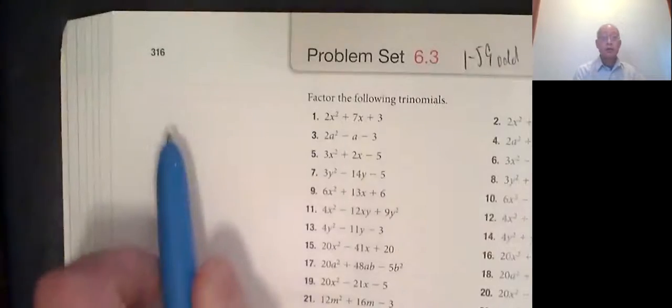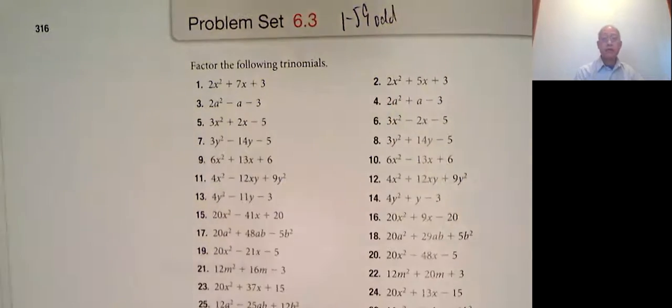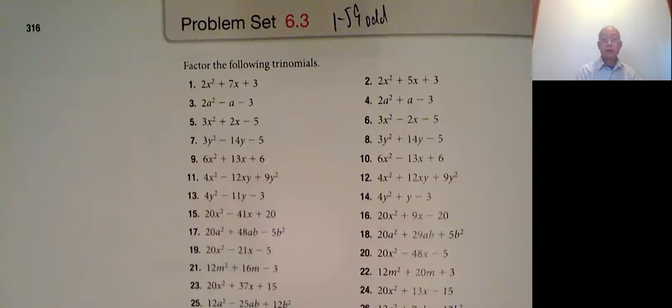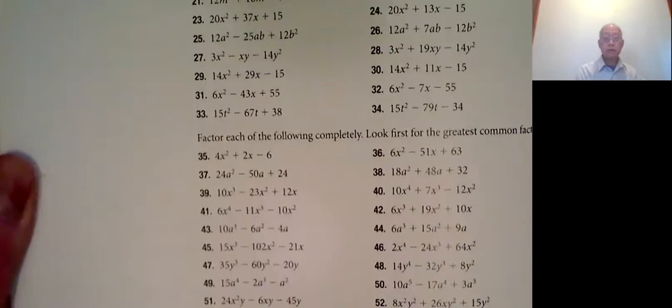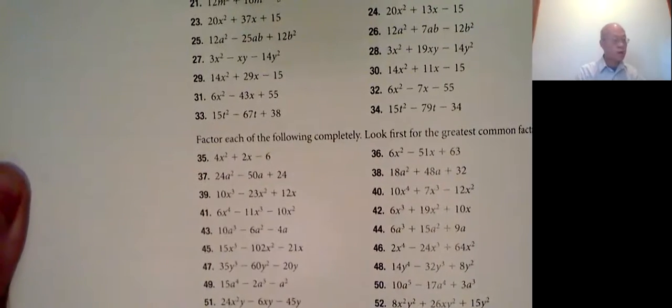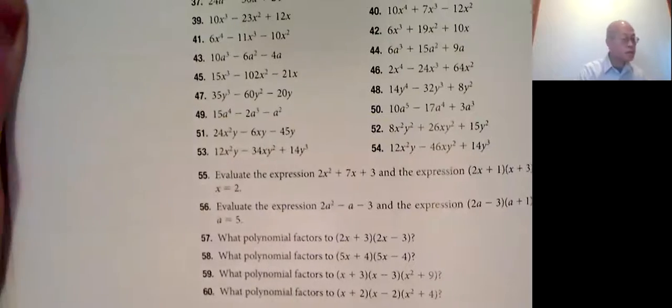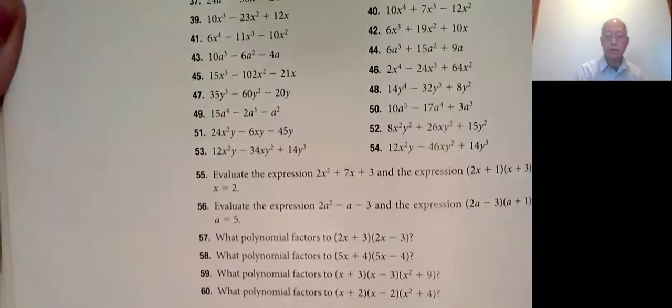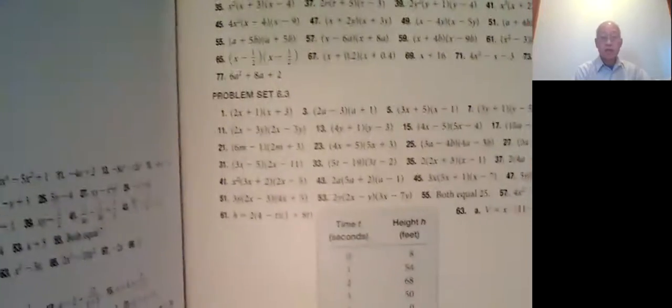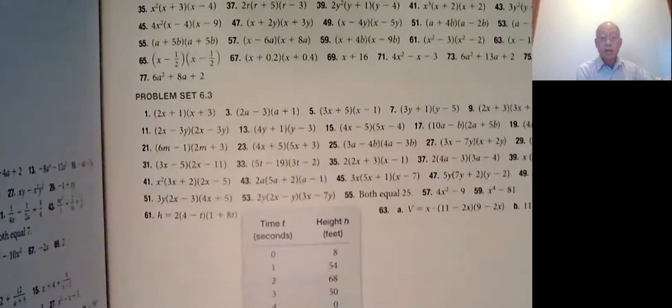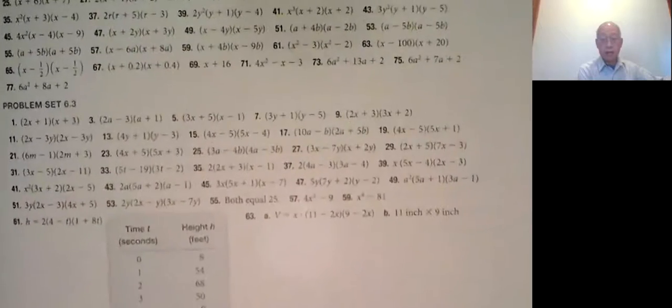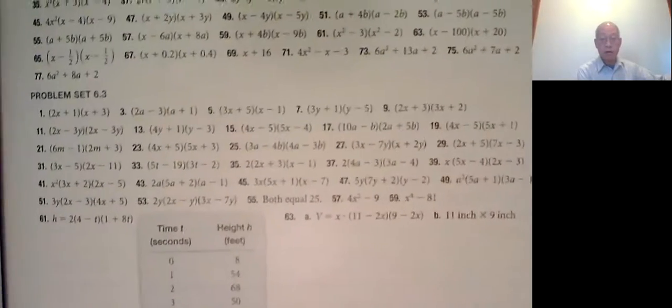Okay, 6.3, page 316, 1 to 59 odd. Some more. And let's see, we have to go to 59, so you can see 59 there. Okay, so that's that. And answers in the back of 6.3. That and a little bit more on the right side. Yeah, there we go. Should all be there. Okay.